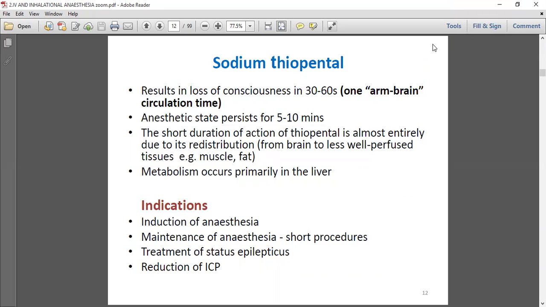Indications for giving sodium thiopental, we have induction of anesthesia, maintenance of anesthesia during short procedures. So you keep giving every 5 to 10 minutes. Like if you're doing a short procedure of like 20 minutes, let me see. Then treatment of status epilepticus and reduction of intracranial pressure.